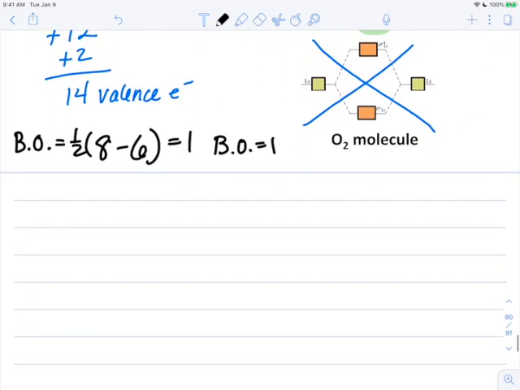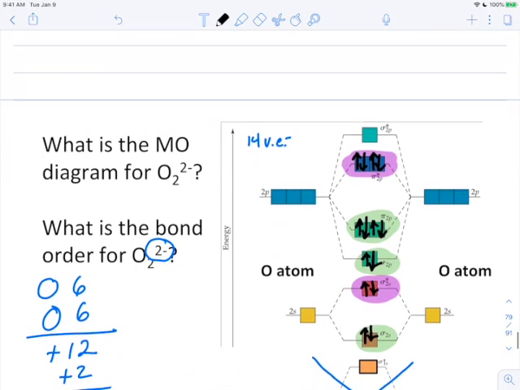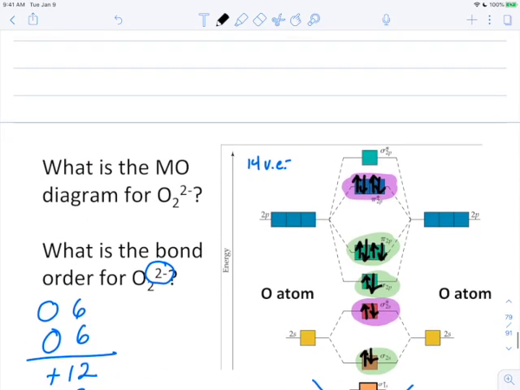If you were to look at the O2 2 minus, this is actually a polyatomic ion called peroxide.